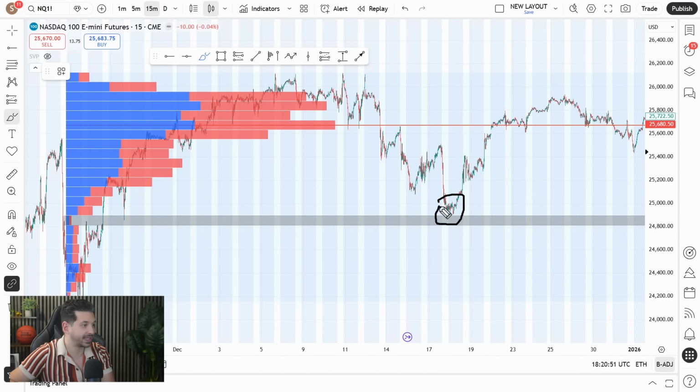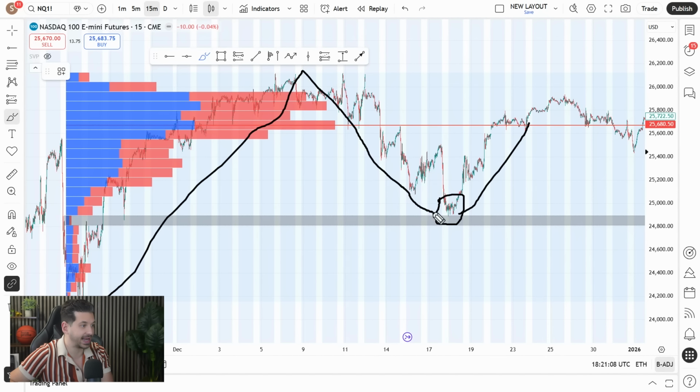As we came back to this area, look how quickly price decided to move off. Now there's two things that could happen when you mark out these areas. Price could either reject like it did here. Price pushed up, it retraced back into that low volume node, and then shot off again. So you can do a continuation trade.